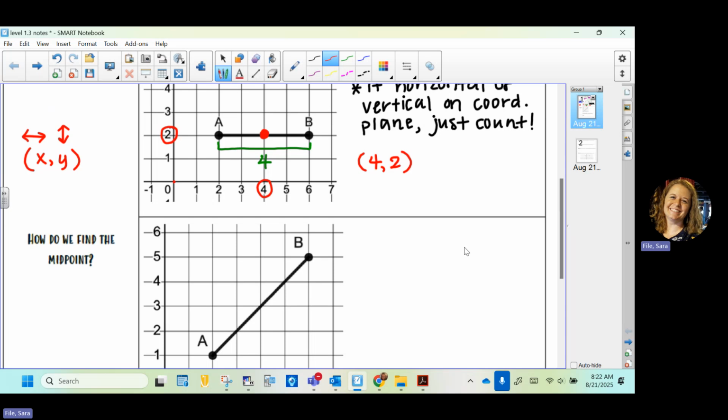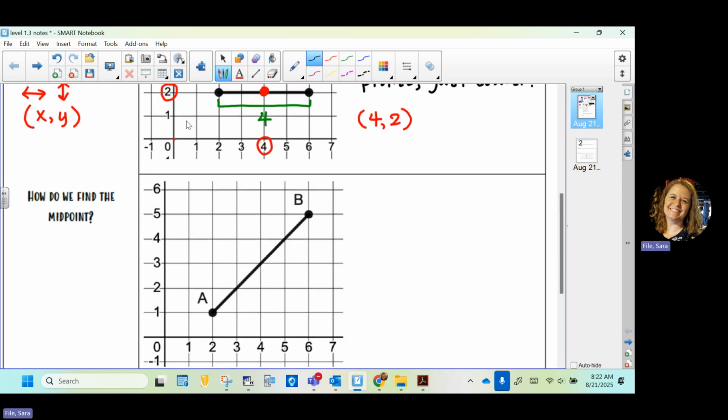Now, if your line is drawn at an angle, so it's not perfectly horizontal or vertical, but we're still on a coordinate plane, who remembers? Actually, we don't need to get into that yet. Let's still just count here. But if it's at an angle, you're going to have to count both X and Y distance.